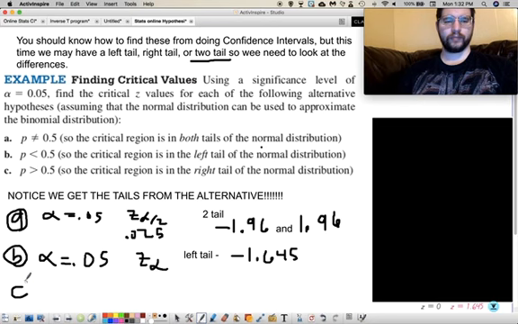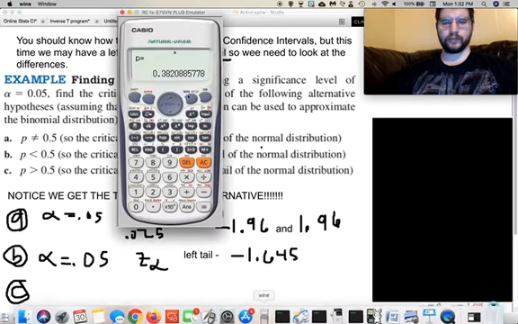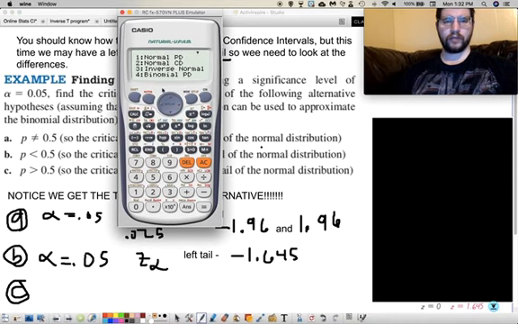C is a right tail. Again, you can use the chart or the calculator. If we go to inverse normal, 0.05, standard deviation is 1, mean 0. Let me go back to mode 1. It should clear all your data if you go back to mode 1. Area, that's your alpha value, 0.05.